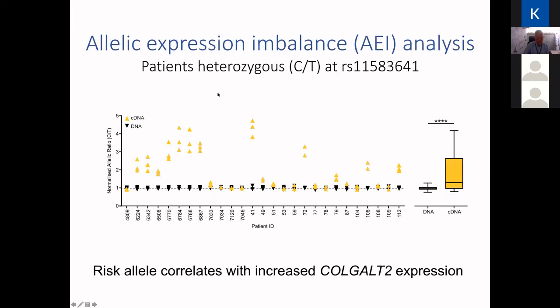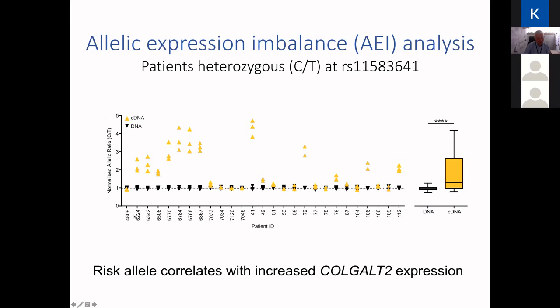We then went to our patient samples, and we identified individuals that were heterozygote for the polymorphism in the 3' UTR of the gene. And we asked, if you're heterozygote, does the risk allele produce more or less mRNA than the non-risk allele? This is an experiment known as allelic expression imbalance. And it's a means of identifying expression quantitative trait loci. So does a polymorphism correlate with changes in expression of the gene?